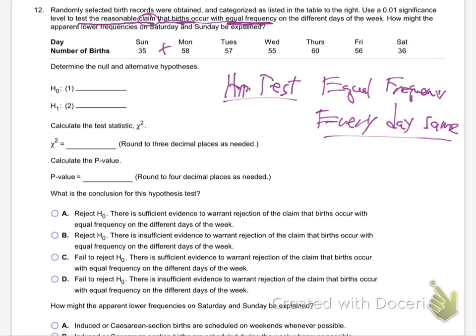So that means you're going to have to add up the number of births on all these days, get a total. Let me see, I don't even know. I'm not really going to do this problem all the way, but let me just do a little bit.